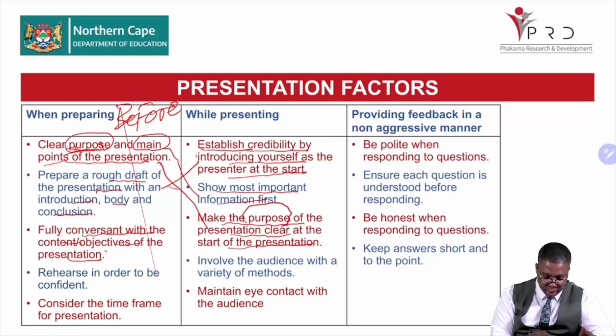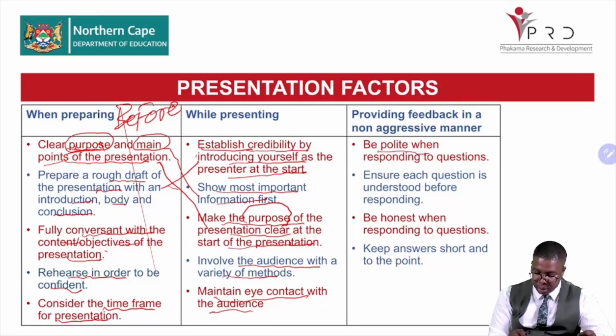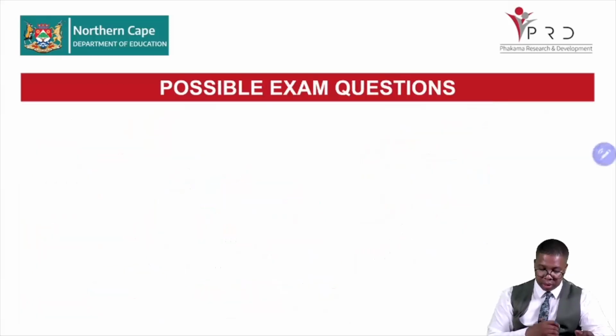Purpose. And then rehearse in order to what now? To show confidence. Hence, that would help the presenter to maintain eye contact with the audience during the presentation, and consider the time frame for the presentation. And then here it says involve the audience with a variety of what? Methods. Then when we look into providing feedback in a non-aggressive manner, be polite when responding to questions. Ensure that each question is understood before responding, and then be honest when responding to questions and keep answers short and to the point. Those are your presenting factors.